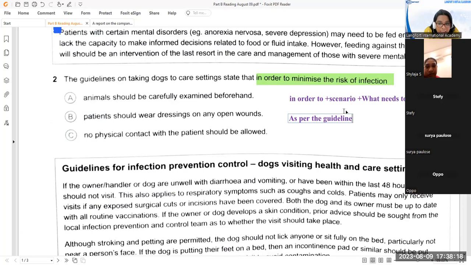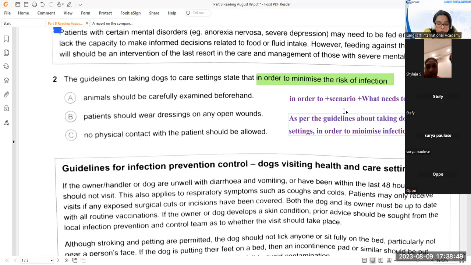Okay. So as per the guidelines about taking dogs to care settings, in order to minimize or reduce infection, what needs to happen?